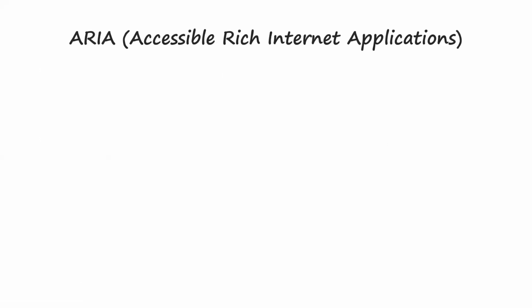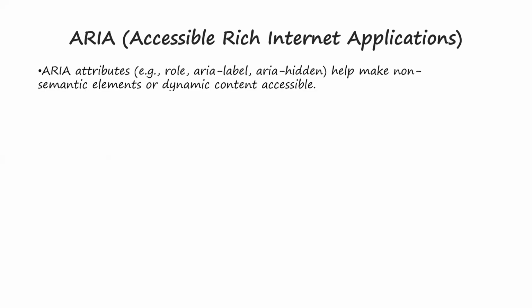So another concept is ARIA, Accessible Rich Internet Applications. Now, what is the use of this ARIA? Not every element in HTML is semantic. What do we now do? How do we convert those elements that are not semantic? We use this ARIA, not to make them semantic, but to let all these assistive technologies give more meaning to them.